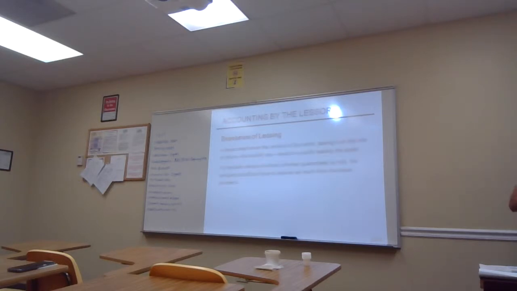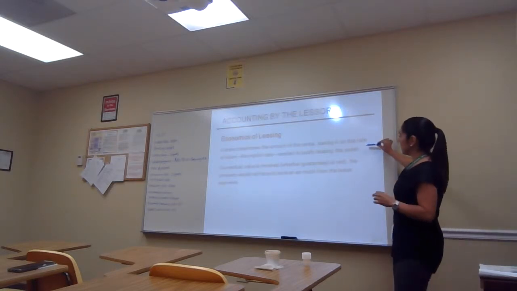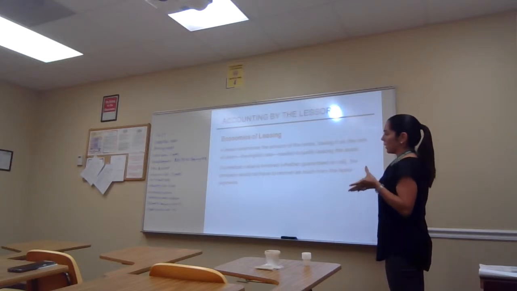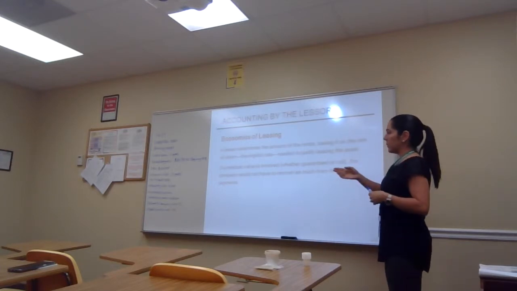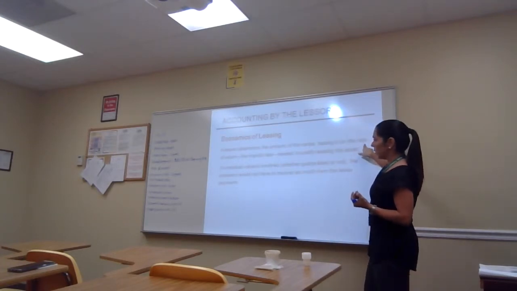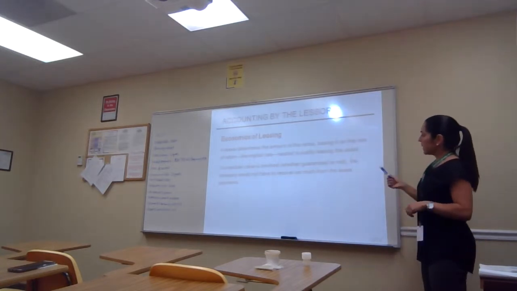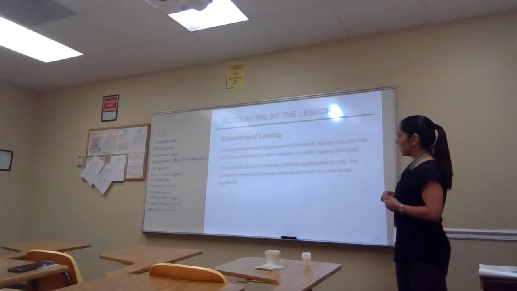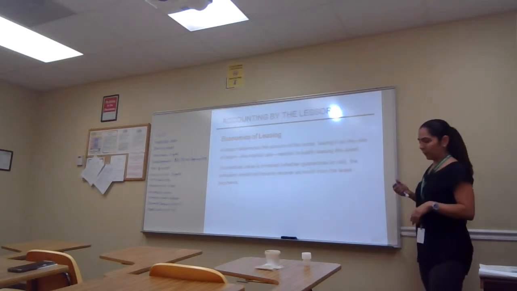A lessor determines the amount of the rental based on the rate of return, which is the implicit rate needed to justify the leasing asset. What this basically is saying is, I have a piece of equipment. I calculate how much I want to make by leasing it. So if I say I want to make an implicit rate of 10%, I want to make 10% on top of the value of this asset. That's to justify it. If a residual value is involved, whether guaranteed or not, the company would not have to recover as much from the lease payments.